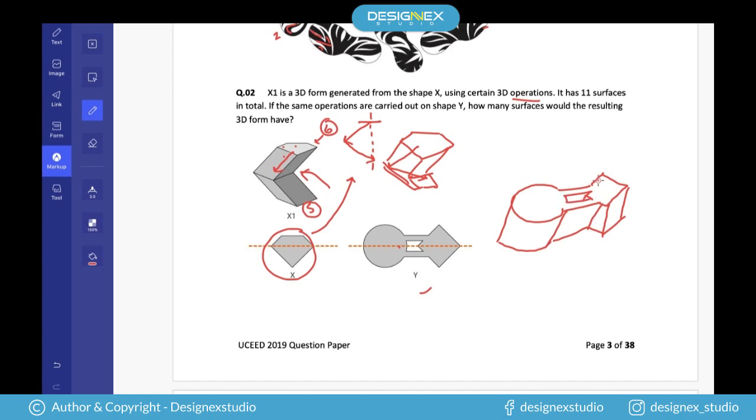If I count the number of faces here, the number of faces would be 1, 2, 3, 4, 5, 6, 7, 8. 8 faces. Then inside also I'll have some faces: 1, 2, 3, 4, 5. Then on top one also I count. So I have 14 faces here in this one.